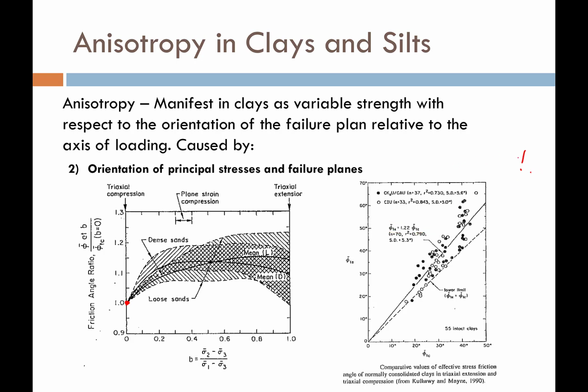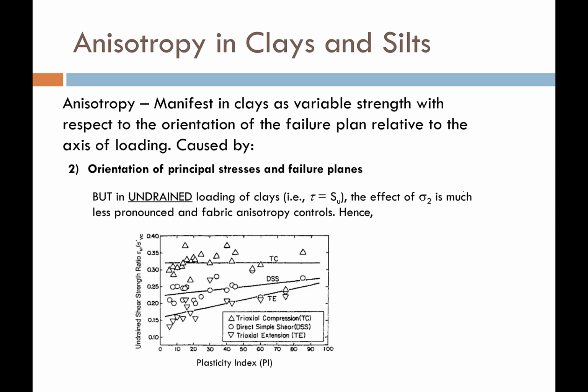And again, I know I've said it before, but I want to make sure it's crystal clear. All these plots I'm showing are assuming drained loading. Okay, we're talking about friction angles here, so it's drained. But what happens if we have undrained loading? And we don't want to assume that the soil has a friction angle. Instead, we want to use an undrained shear strength.